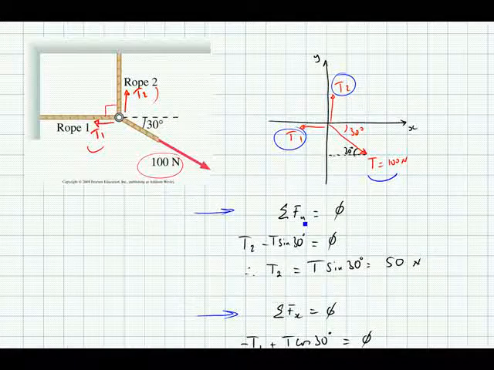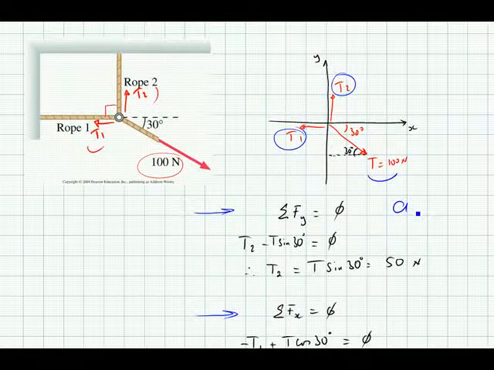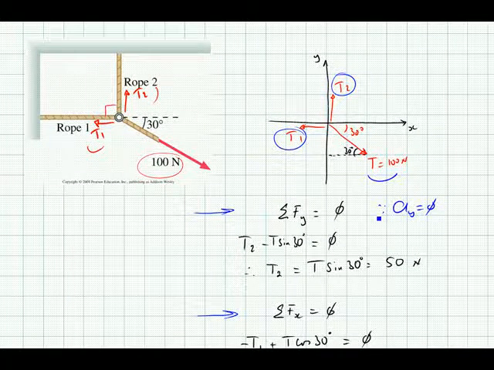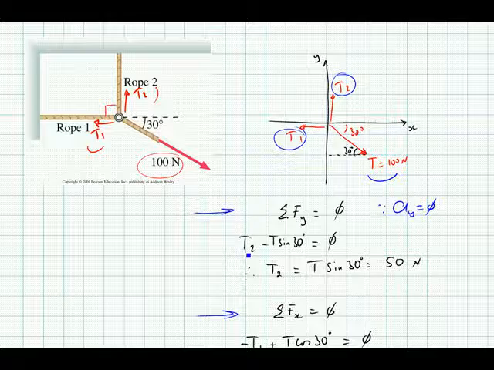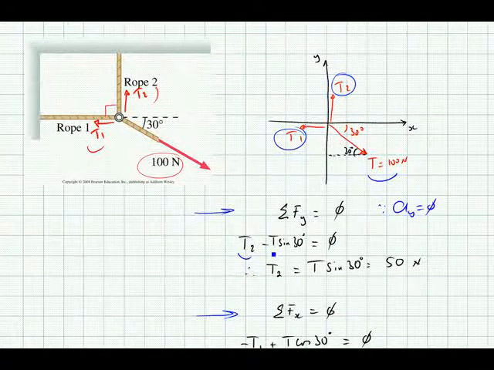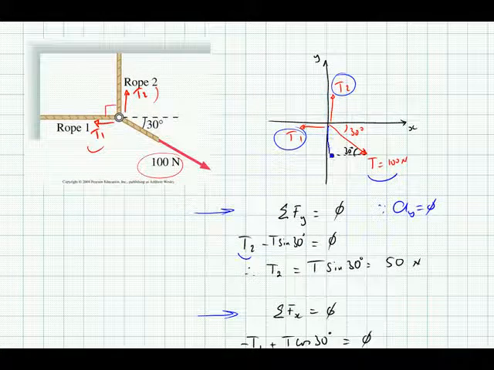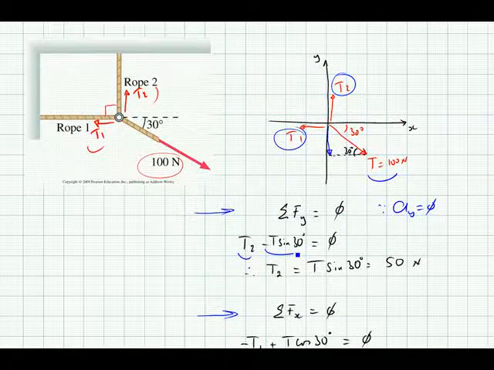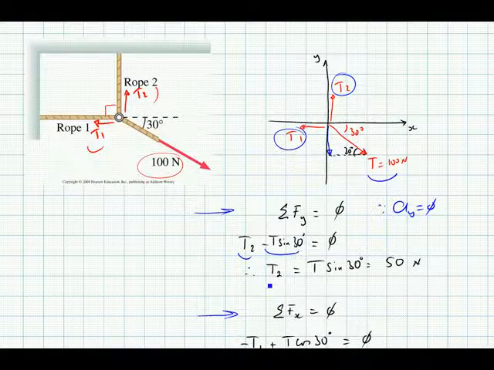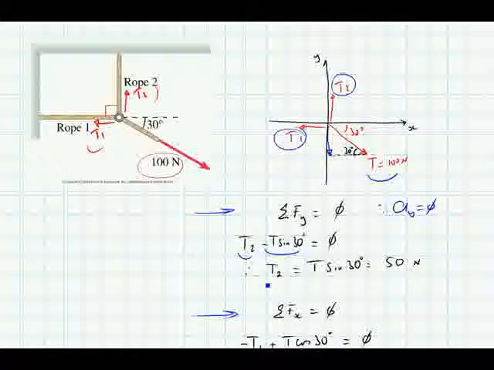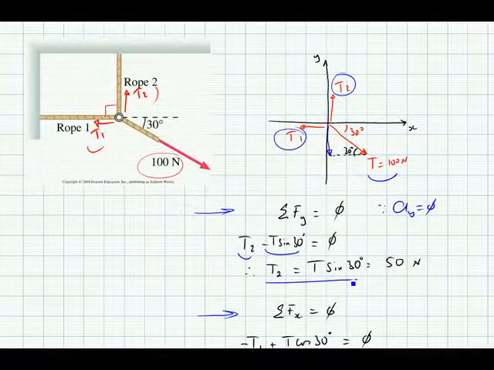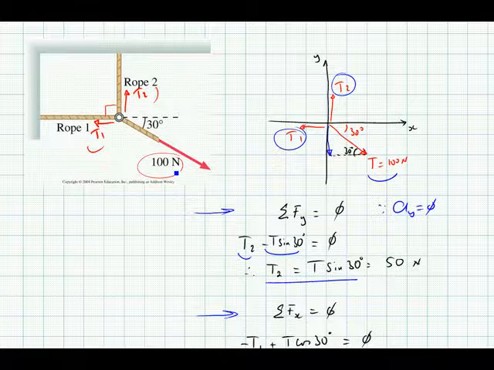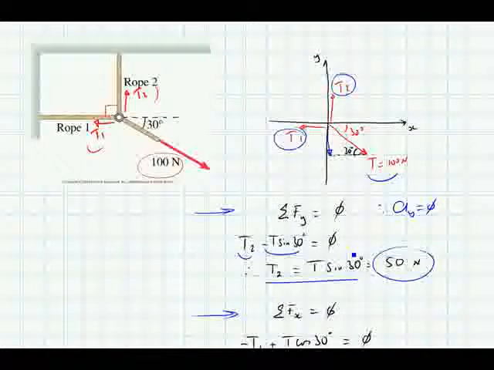Along the y-axis, the sum of the forces must equal 0 since nothing's moving, so a_y is 0. And if you look at the y-axis, we have 2 forces. There's T2, and there is the y component of T, which is minus T sine 30 degrees. That must equal 0, which means that T2 is equal to T sine 30 degrees, and we know what T is and what the angle is, therefore T2 is 50 newtons.